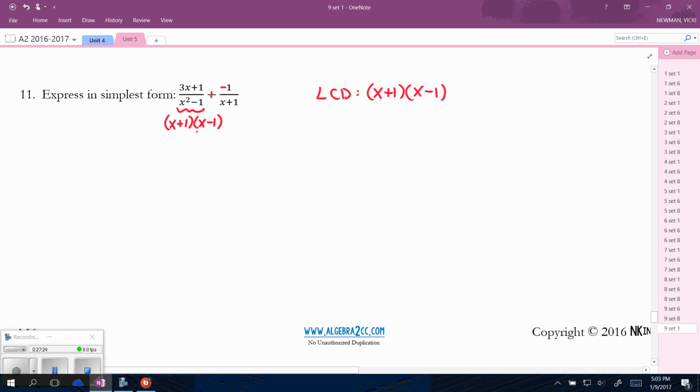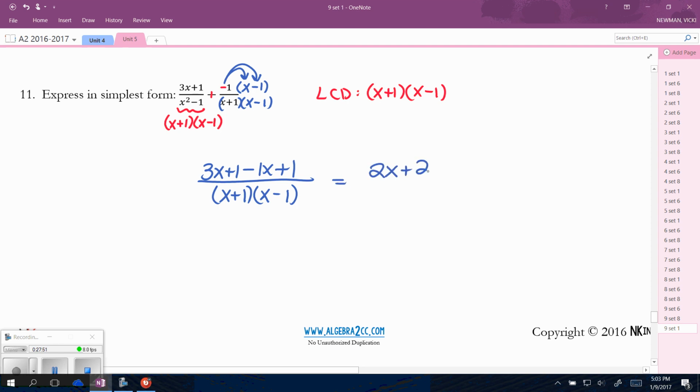Since that first fraction has both of them, the only thing that this fraction needs is the x minus 1 on the top and on the bottom. So we have a common denominator of x plus 1 and x minus 1. On the top we have 3x plus 1, negative 1, x plus 1. So that becomes 2x plus 2 over x plus 1, x minus 1.